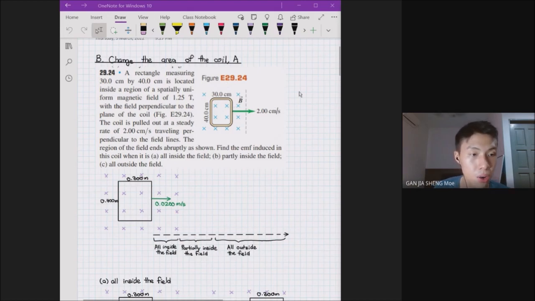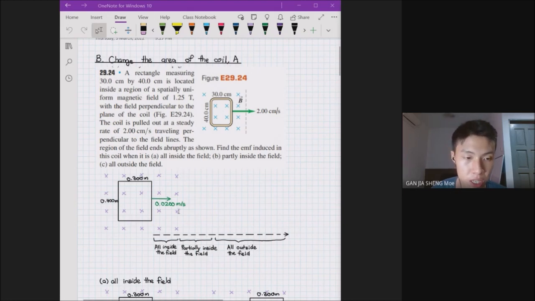So find the EMF induced in this coil when it is all inside the field, if it is partially inside the field, or if it's outside the field. Right now you can see that the coil is all inside the field. As you travel with 0.0200 meter per second to the right, for a portion of the journey, the whole coil will still remain inside the field. Even though you are moving to the right, you are still staying inside the uniform magnetic field.